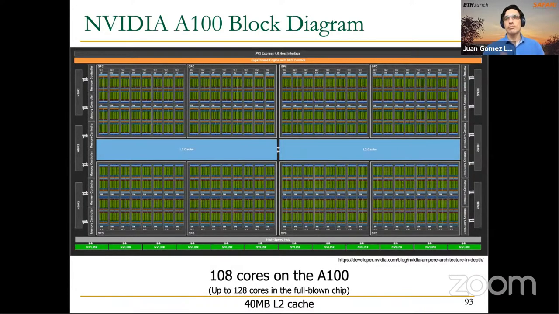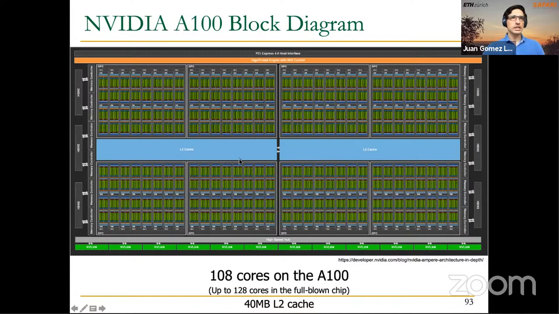It's a data type optimized for machine learning and neural network training. And this is the overall view of the whole GPU. It's very similar, as you can see, to the B100. The main difference is that it has more cores. It can potentially have up to 128 cores.